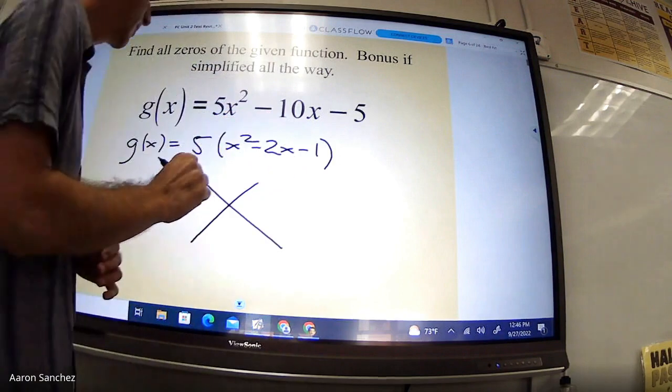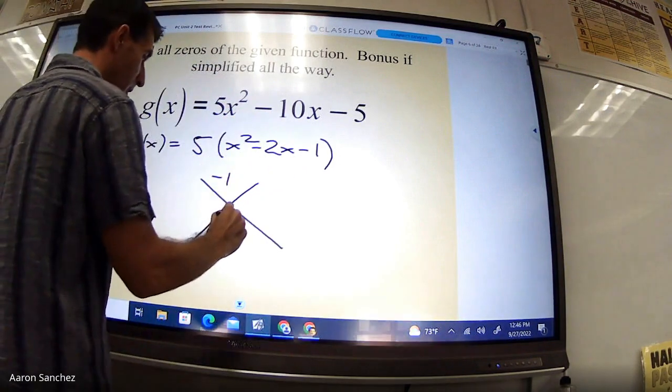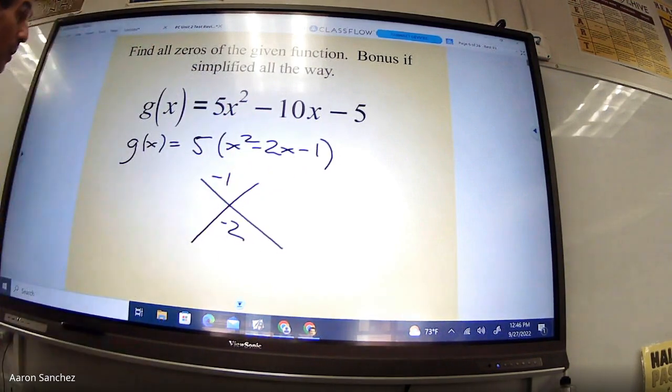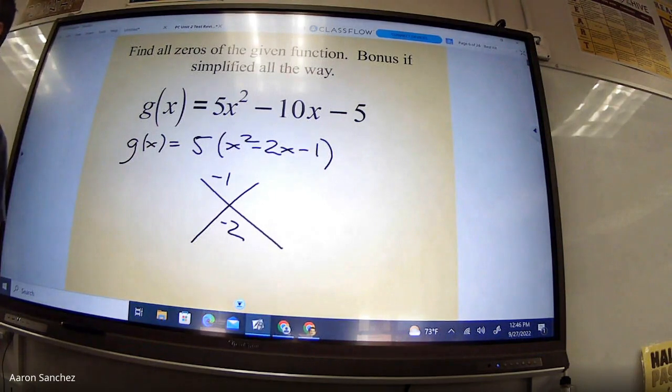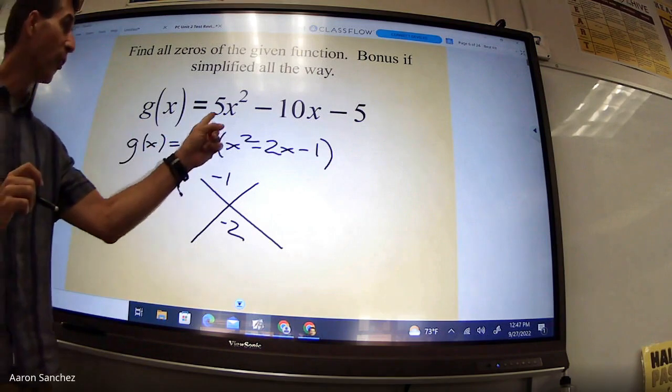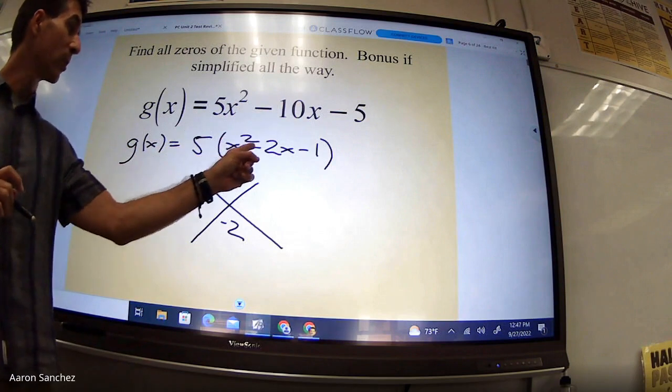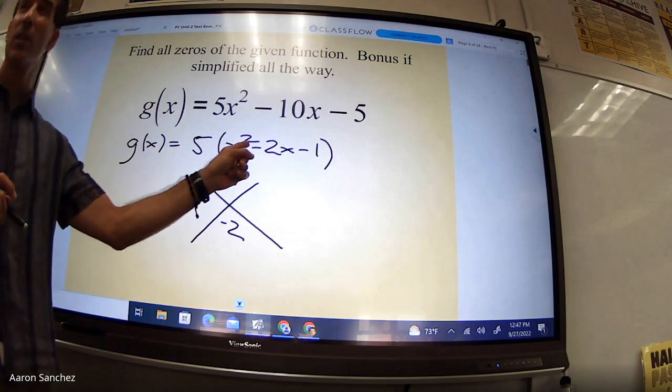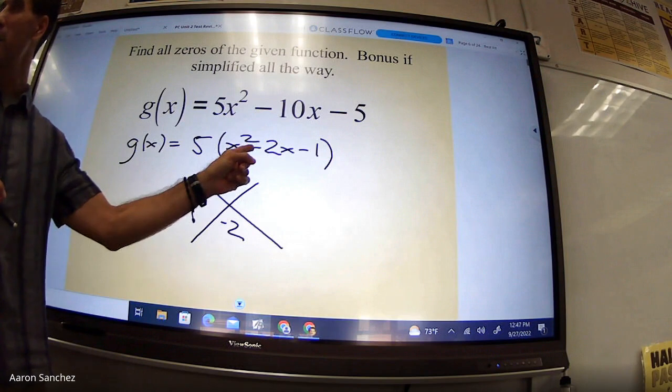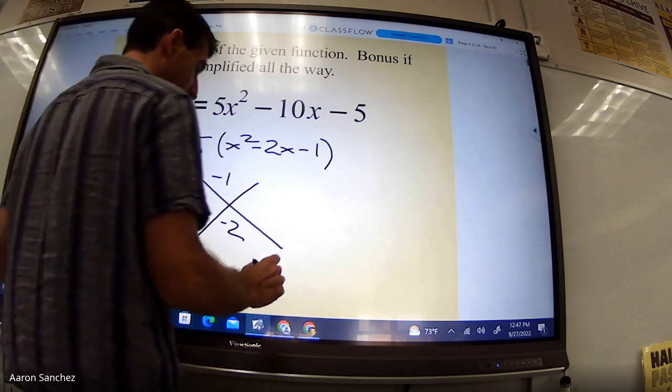Does it not factor? Negative 1, negative 2. Oh, so it's not factorable. So we can't do it this way. Sorry, guys. So if we can't do it this way, what do we do? Now, quadratic formula for this will work. We could use the quadratic formula for this, which will help us simplify it already. So here we go. Let's go ahead and do the quadratic formula.